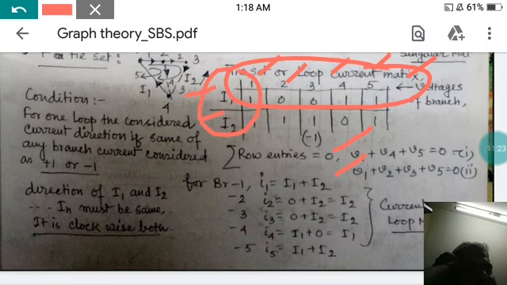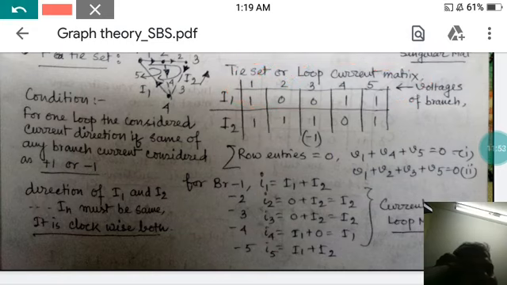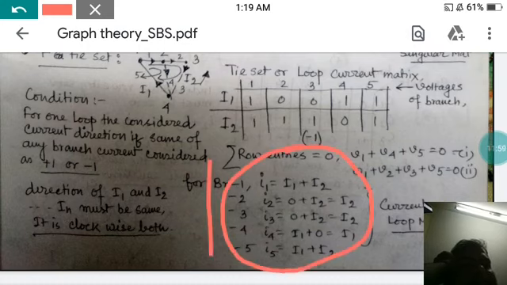And finally, what are the branch currents? This is the first branch current, so I1 plus I2 equals the I1. For the second branch it is only I2, third branch is I2, fourth branch is I1, and fifth branch is I1 plus I2 again. So in this way you have to get the final one. Let me erase this mark first, and finally you will get all of this, that is, what the branch currents are and how the branch current is reflecting its balance.